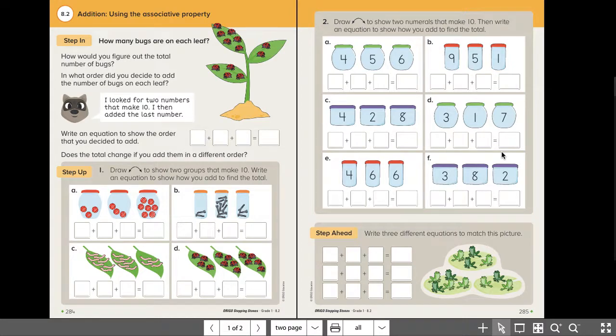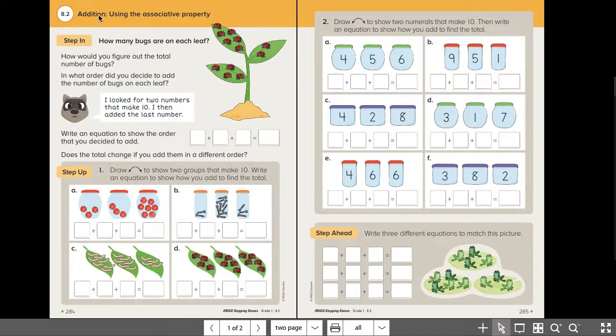Math time, my favorite time, because you guys are so smart at math and it clicks and I love it. Today we're going to continue adding with 3 numbers. Today you get to use pictures and numerals. We are on lesson 8.2, or page 284, 285. If you need to pause the video so you can find your page, please do so. And then we'll get started.